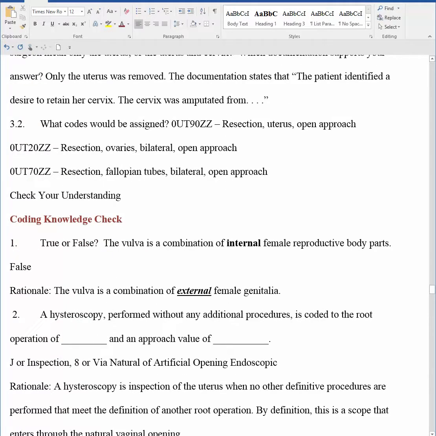Then we have our check your understanding. The first 5, you have 2 multiple choice and 3 fill in the blank. Oh, sorry, 2 fill in the blank and 1 true or false. The first question is a true or false. The vulva is a combination of internal female reproductive body parts. That statement is false. The vulva is a combination of external, not internal, female genitalia.